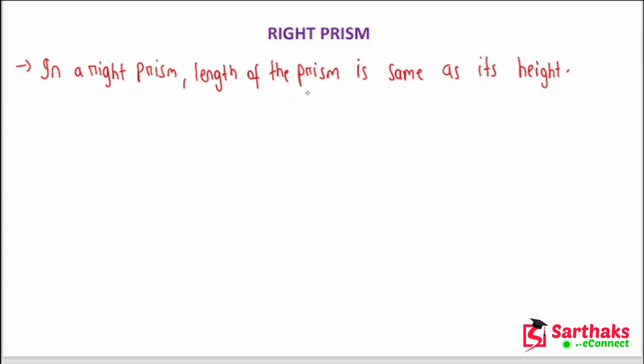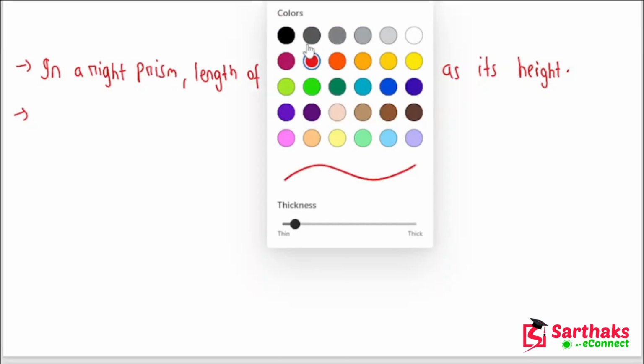So you can clearly see that in a right prism, length and height are the same, but in the case of oblique they are different, and that is why we are writing like that.